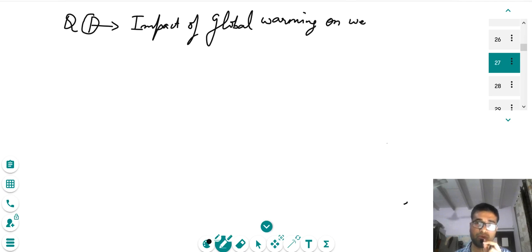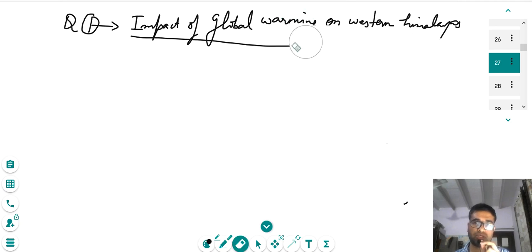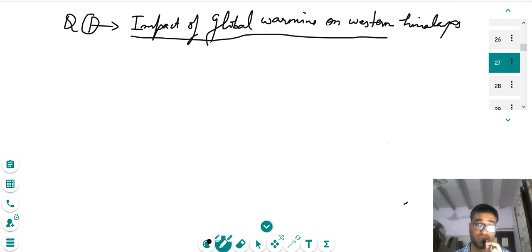More particularly, we will do the impact of global warming on Western Himalayas. So, what is the impact of global warming on Western Himalayas in terms of rainfall, vegetation, temperature increase, glacial melt, all those things?